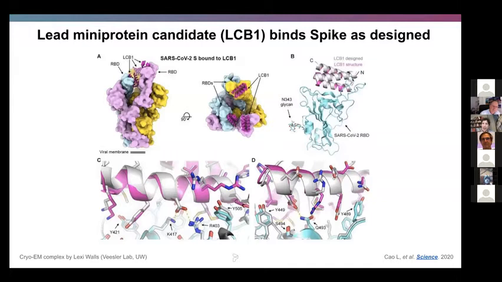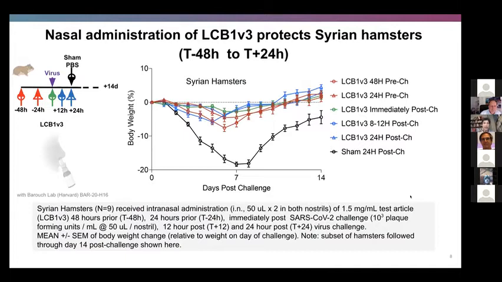If you now compare this experimentally determined structure with our computational model, they're superimposed here in 2 different colors. You can see they're basically identical. Even the placement of the side chains is very, very similar. So this shows that we can take an arbitrary target surface and design proteins which bind to it tightly.